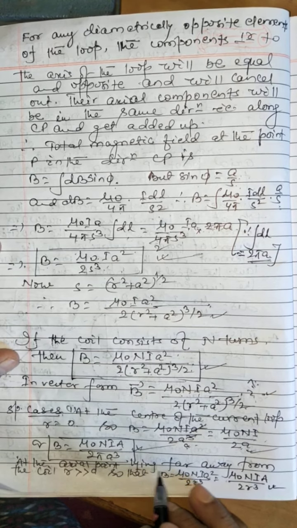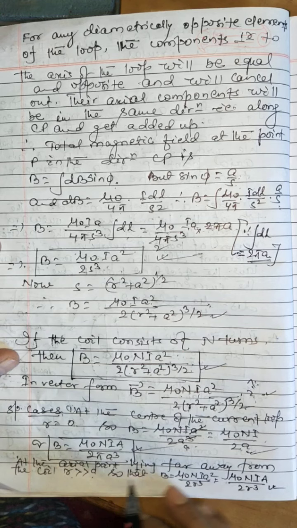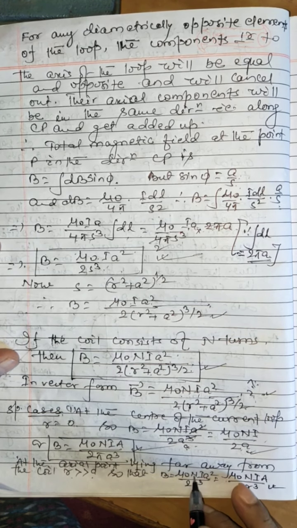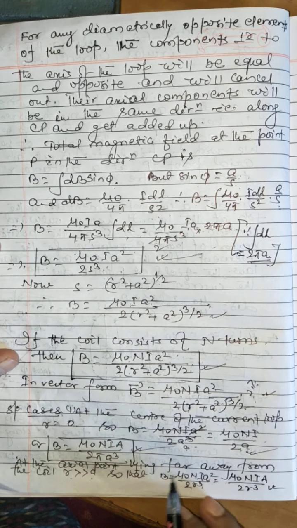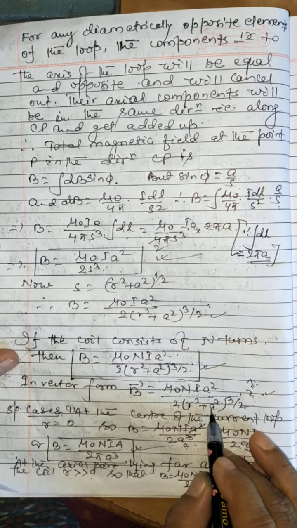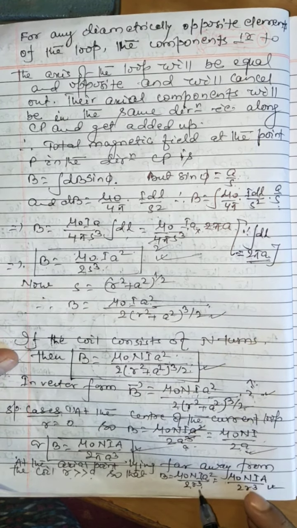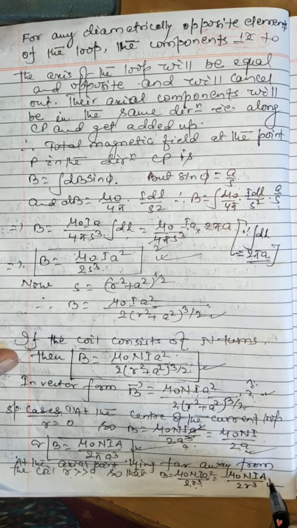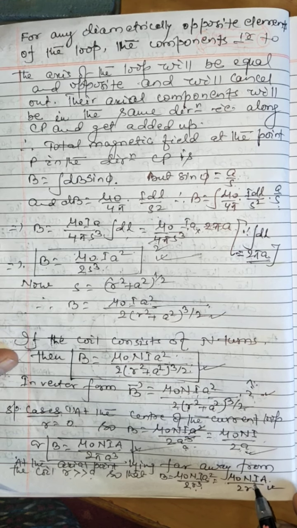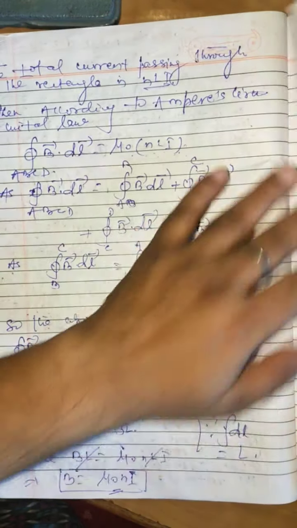At an axial point lying far away from the coil, such that R is very much greater than A, the magnetic field will be mu naught n I A square upon 2R cube, isn't it? Here A is negligible compared to R, so the whole to the power 3 by 2 gives 2R cube. If you write A square as the area A, then it is mu naught n I A upon 2R cube. These are the cases related to the magnetic field on account of a circular current loop.